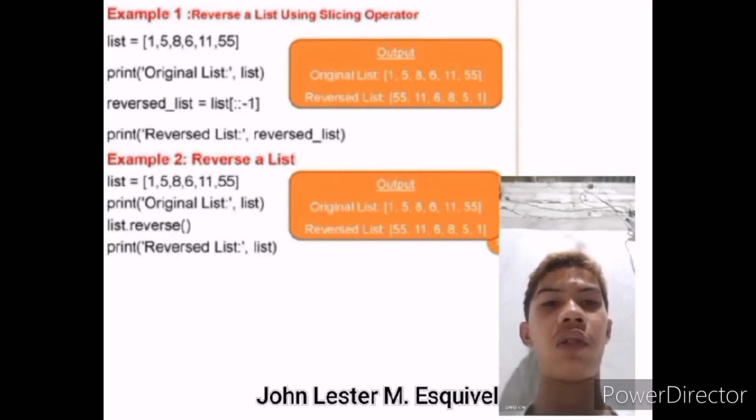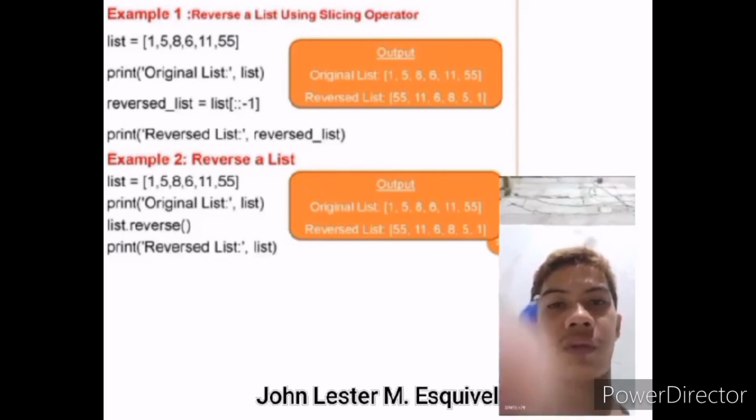Dito sa example na to, yung slicing operator ay ginamitan ng negative indexing at step argument. Next example ay ang easiest way kung paano mag-reverse ng list. Halos pareho lang sila, ang kaibahan lang sa example 2 ay gamit ng syntax na reverse method na list.reverse(), pero pareho sila ng output.